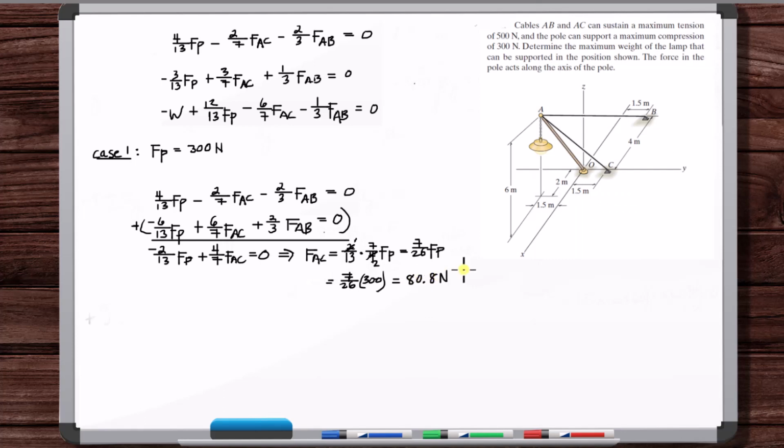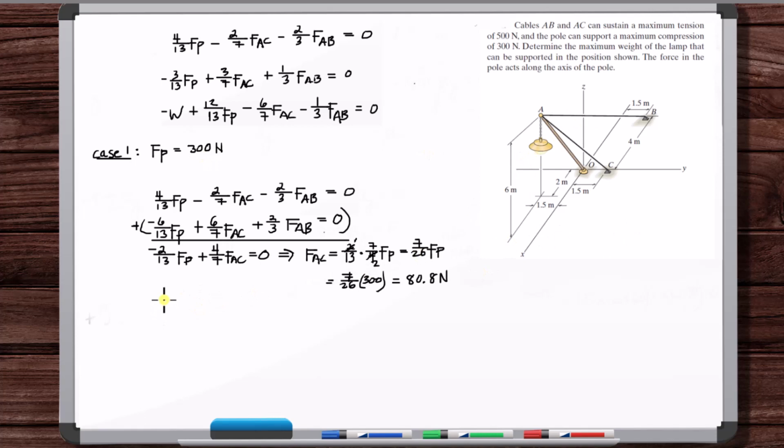All right. And so, well, first we can check. So that's FAC is 80.8. So that's okay. It was possible that we would get FAC is equal to 750, which is above 500. In that case, the force in the pole can't be 300 newtons. You see? But as of now, checking FAC, we could have a force in the pole of 300 newtons. But let's find out what FAB is.